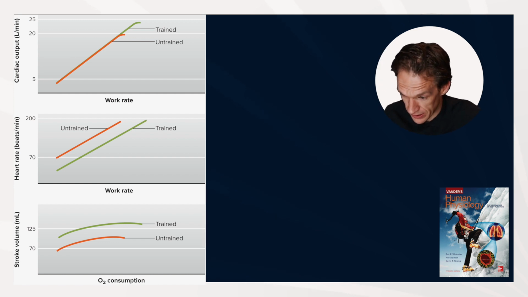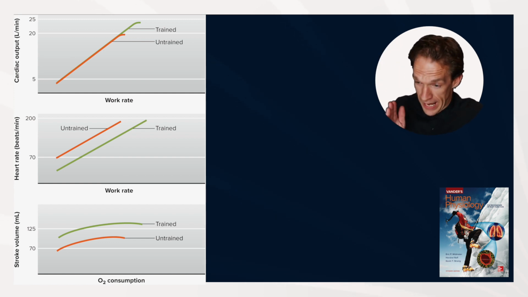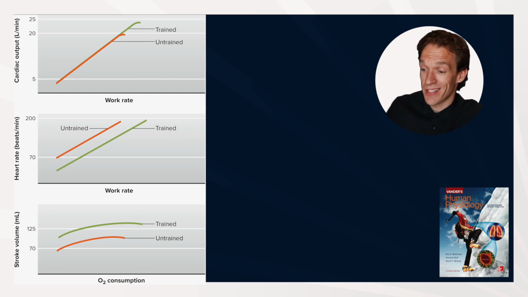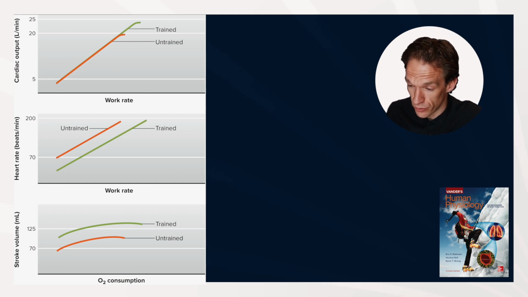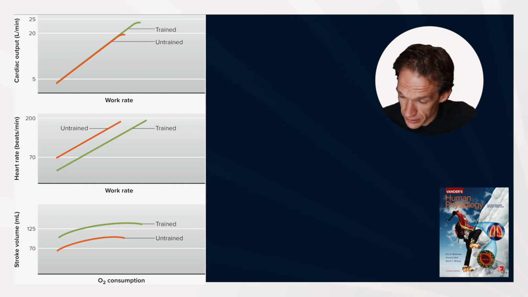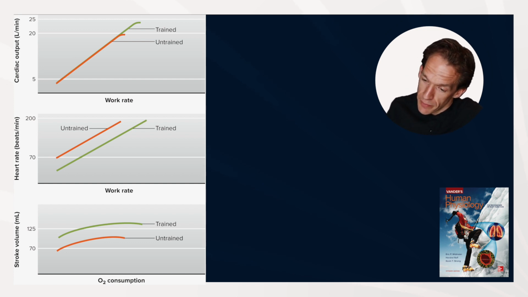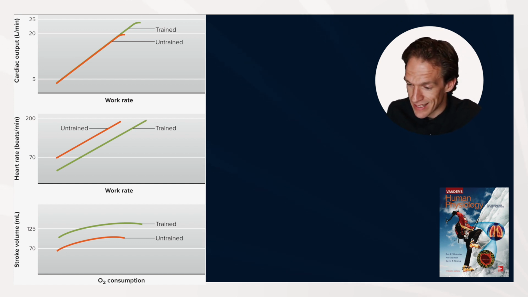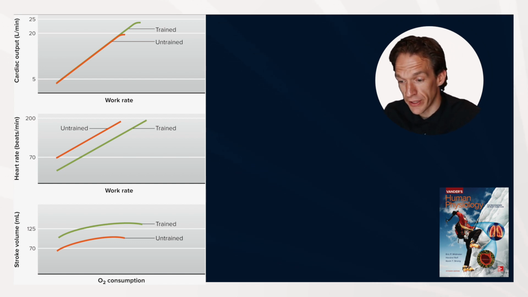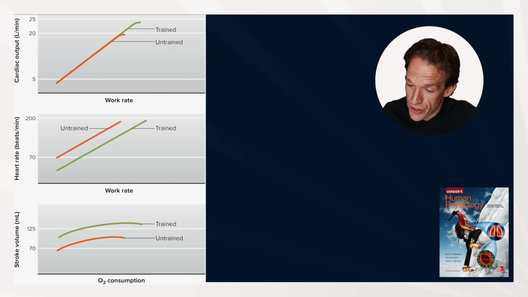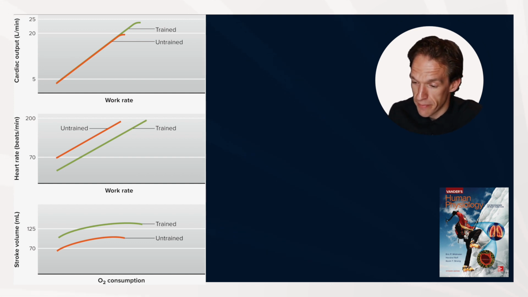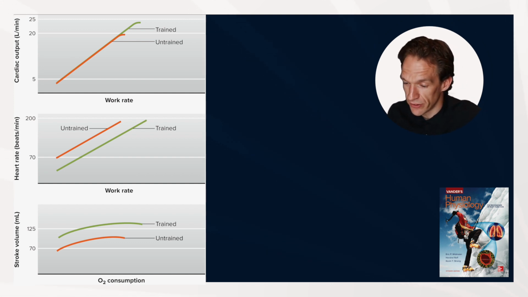So here you can see that cardiac output at maximum intensities definitely is higher in trained people compared to that same person being untrained. Yet the relationship at submaximal intensities is exactly the same. There's a linear relationship that is not affected by training. If you look at heart rate, there you see a big difference, a very systematic difference at every single intensity.